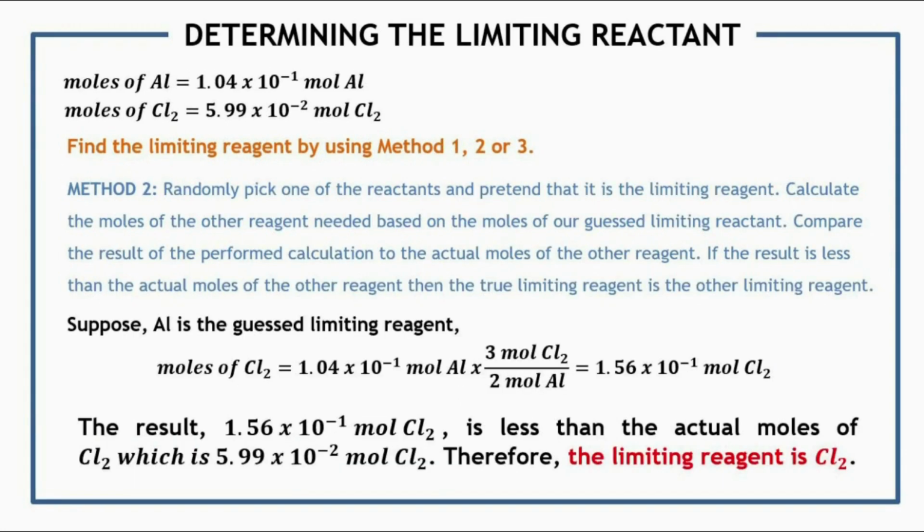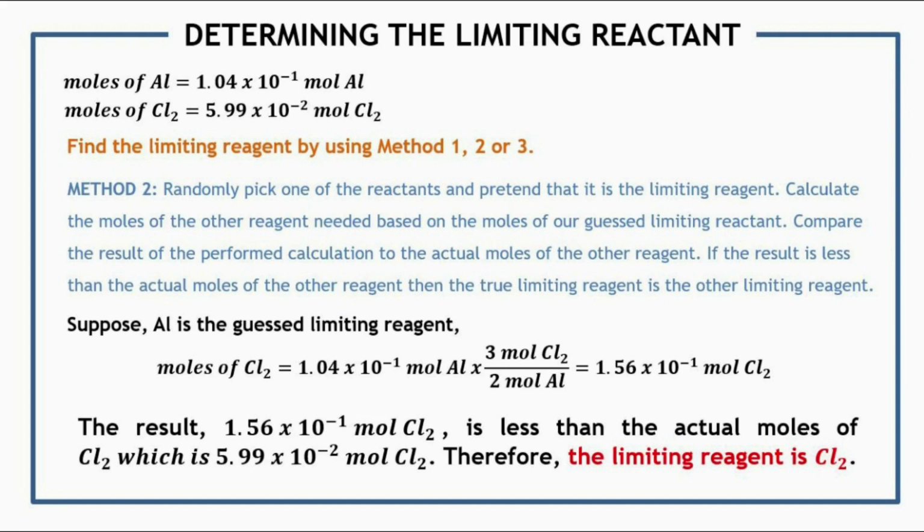Okay, using method 2, we are going to analyze it. So just randomly pick, but for me, we are going to try to explain it like this. So the given for moles of aluminum is like this, 1.04. So let's try to use everything, all of this amount of moles in the given. So let's try to use this up. And as you can see, the answer is less than the actual number of moles of Cl2. So therefore, this is the limiting reagent.